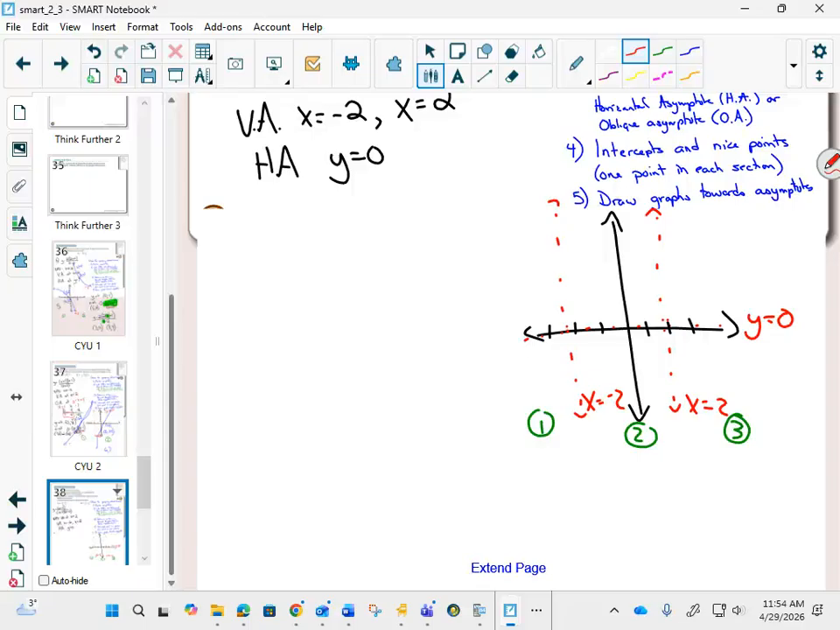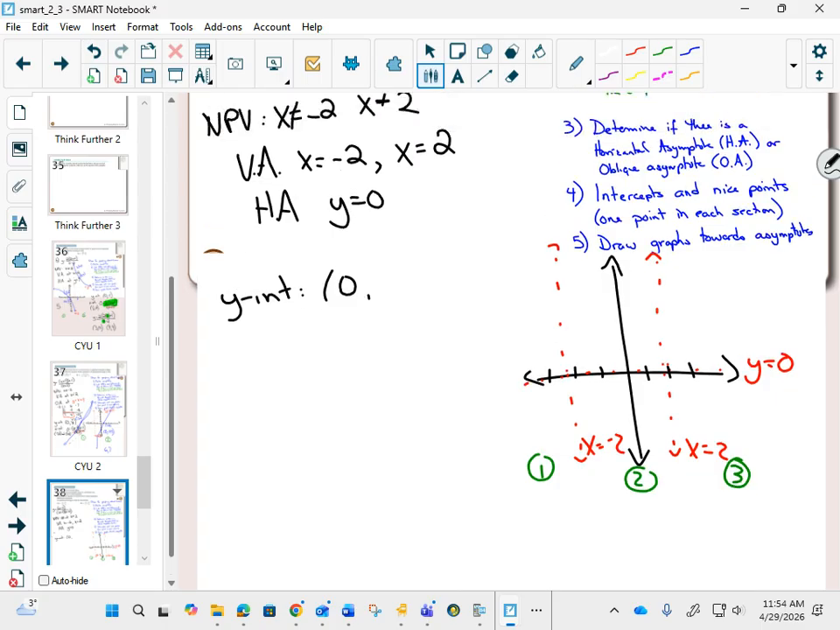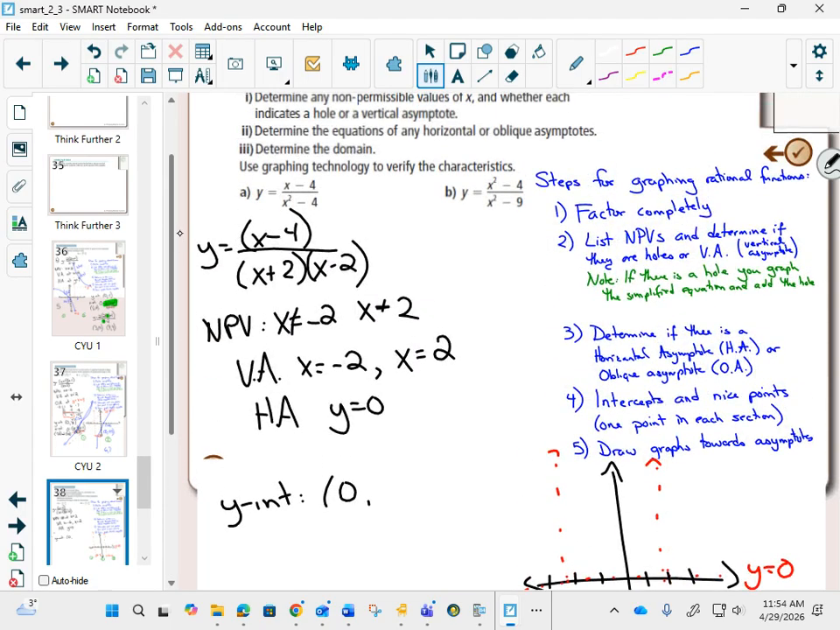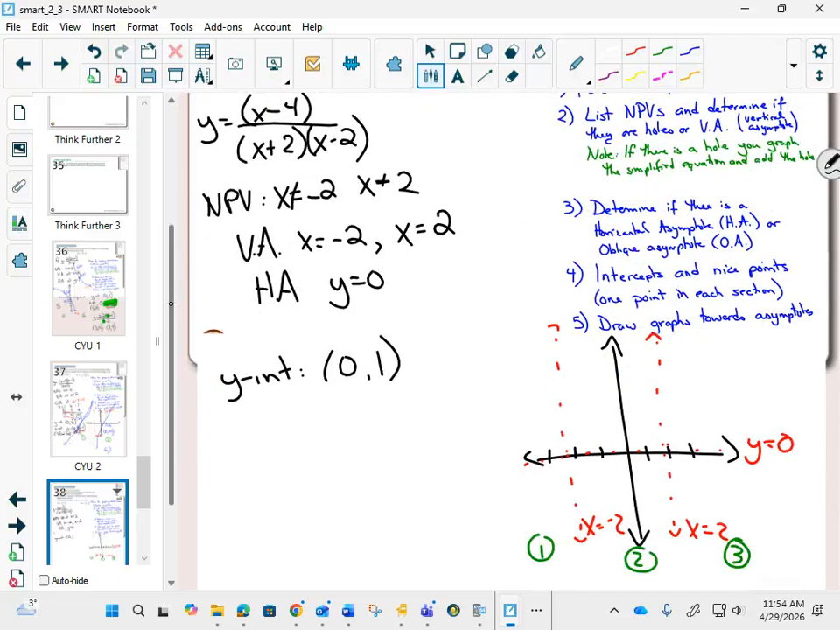The y-intercept is the easiest to find. Plug in 0 for x. I like to go back to the original equation. You see that you have -4 over -4? So the y-intercept is (0, 1).